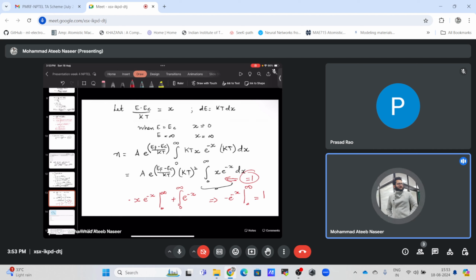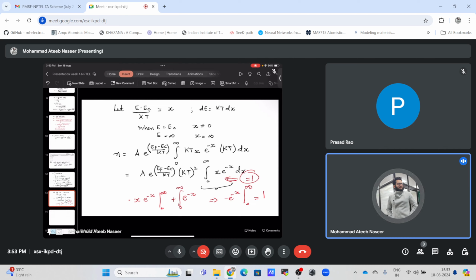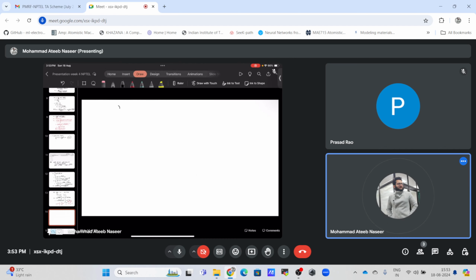So n is simply now equal to A times KT squared exponential of EF minus EC by KT. That's what we got for the electron concentration.